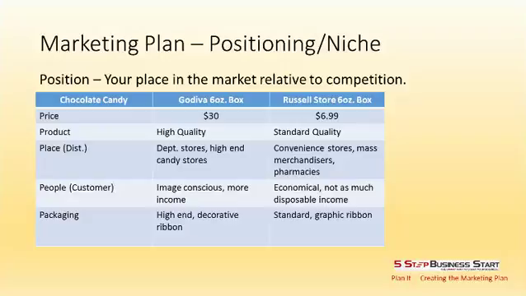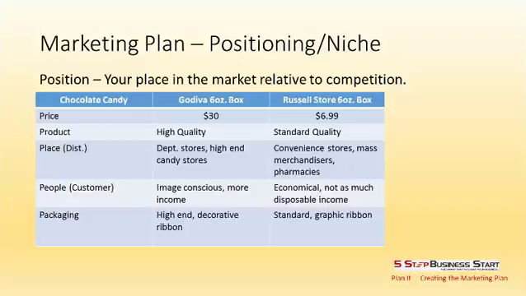Then even the customers that they are going after, they are positioned differently. In terms of Godiva, it may be a person that's more image conscious, really wants to make a statement or an impression on Valentine's. The person may have a little more disposable income. There are some distinctions in the profile of that Godiva customer, whereas that customer for Russell Stover may be someone that's a bit more economical, maybe not as much disposable income to spend on items like this. So they are positioned differently from the customer standpoint.